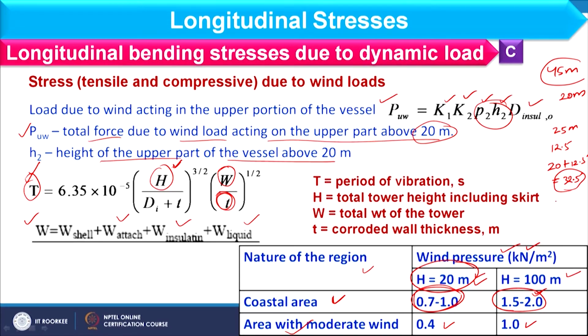Okay. So, how can I find the P2 value? That should be through interpolation. Let us say for 20 meter height, if I consider the coastal area, the value is 1 kilonewton per meter square, and up to 100 meter height we can consider wind pressure as 2. So, what should be the wind pressure at 32.5 meter? This calculation you can carry out, and interpolation will give the P2 value at the middle of the upper section. I hope this calculation is clear to you.